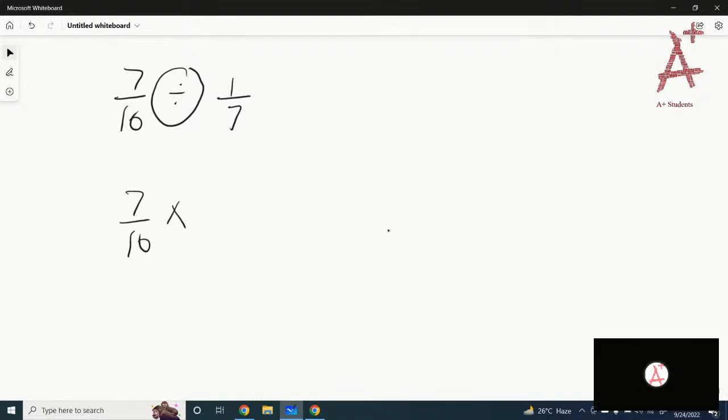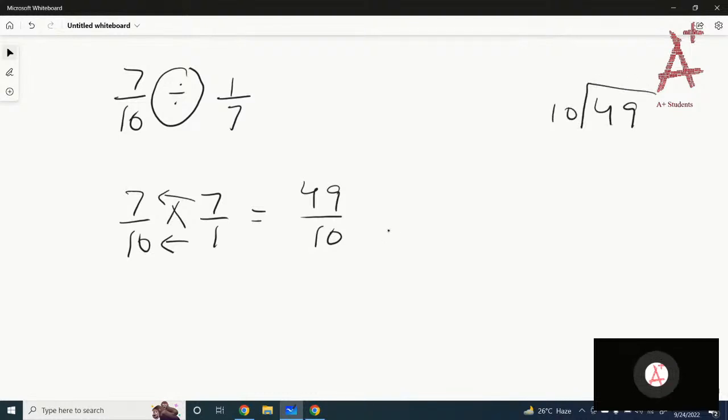So the reciprocal of 7 by 1 by 7 is 7 over 1. So multiply the numerator times numerator and denominator times denominator. 7 times 7 is 49 and 10 times 1 is 10. You can write down the answer in mixed fractions because the numerator is greater than the denominator. So just divide them. 10 times 4 is 40 and 49 subtract 40 is 9.